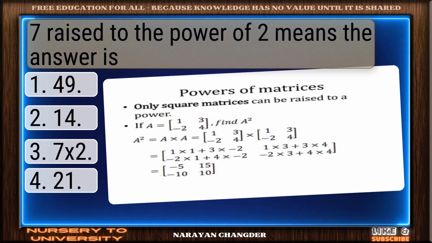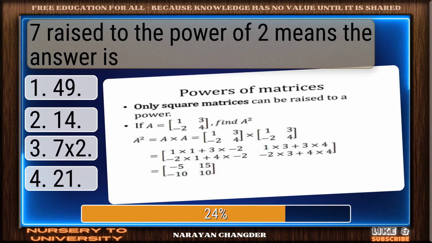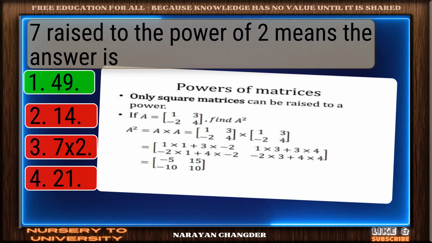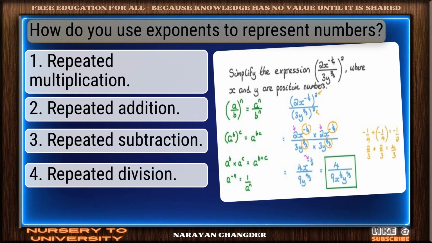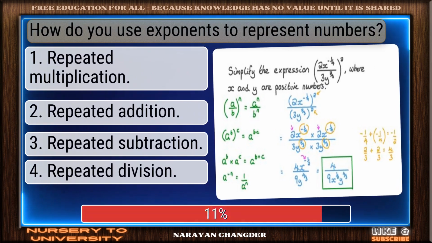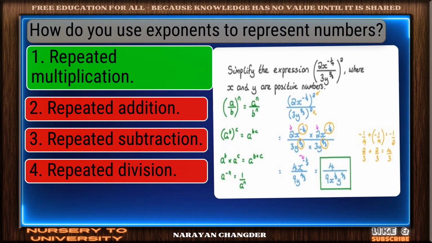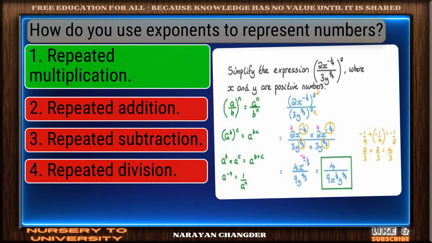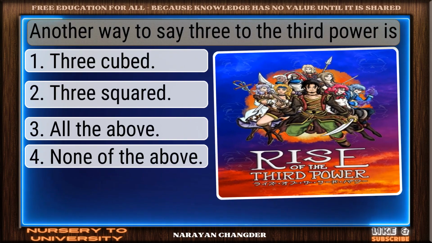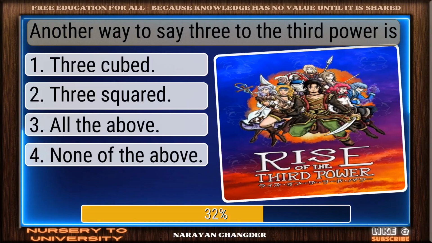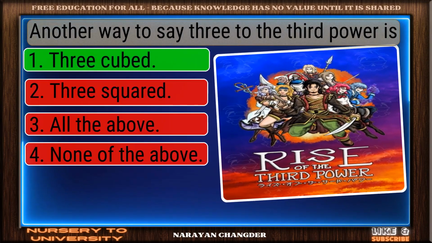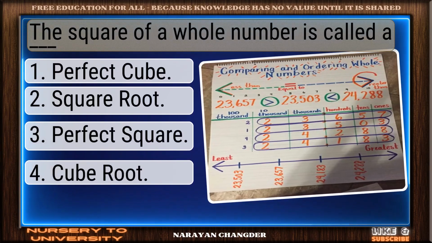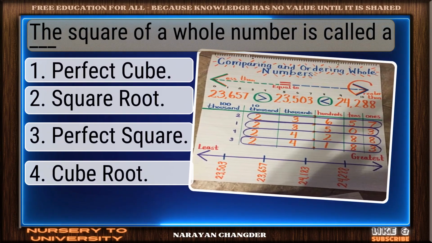7 raised to the power of 2 means the answer is. Excellent. 49 is a brilliant choice. How do you use exponents to represent numbers? Excellent choice. Repeated multiplication is the right answer. Another way to say 3 to the third power is. Solid response. 3 cubed is a valid choice. The square of a whole number is called a.